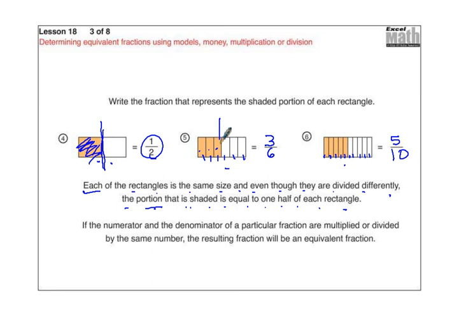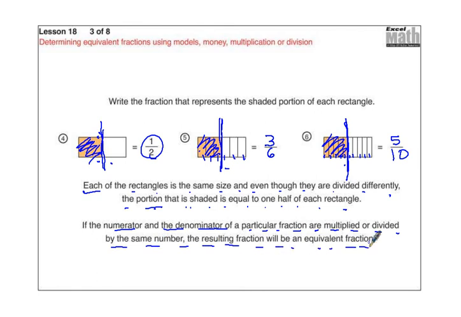On this next one, we could really split this right down the middle in the exact same spot this one's split in, and this still is a half shaded. And then in this last one, split it right down here. That is the middle of the rectangle, and half of it is shaded. If the numerator and the denominator of a particular fraction are multiplied or divided by the same number, the resulting fraction will be an equivalent fraction.